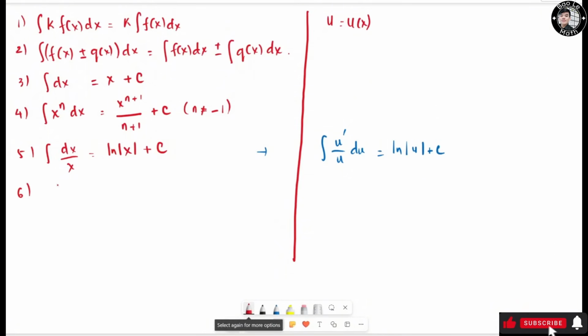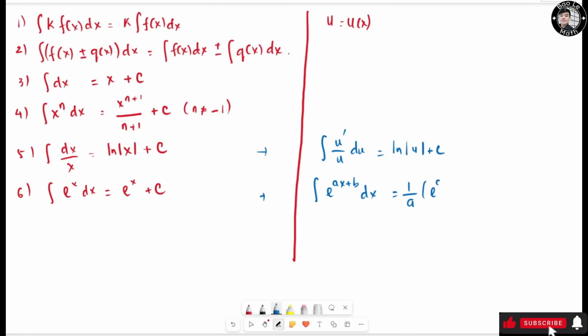Number 6, you have the antiderivative of e to the x dx equals e to the x plus c. Alright, you also have the antiderivative of e to the ax plus b dx. It turns out to be 1 over a times e to the ax plus b, plus c. Number 7. If you have the antiderivative of a to the x dx, it turns out to be a to the x over ln a, plus c.